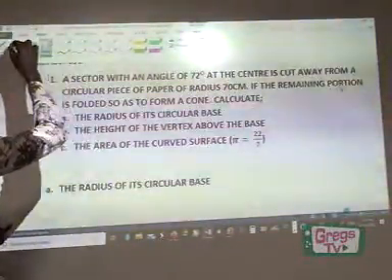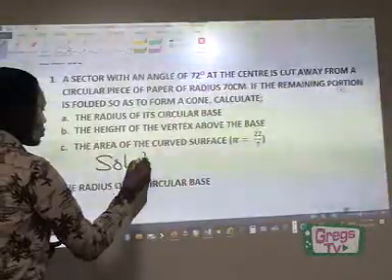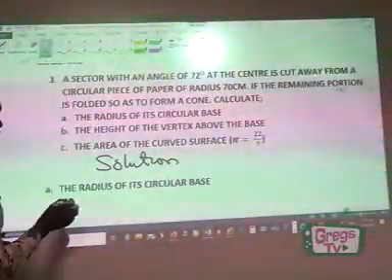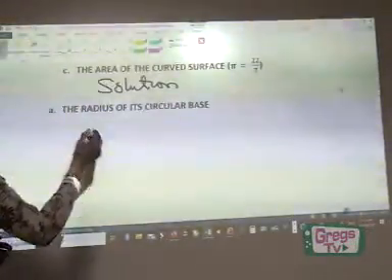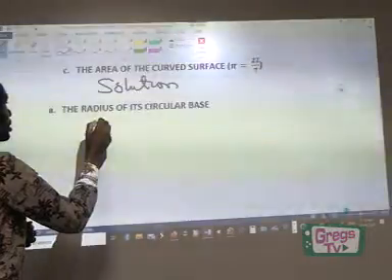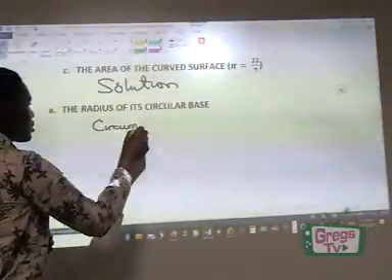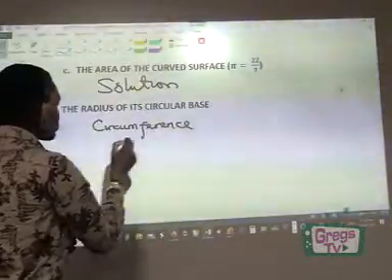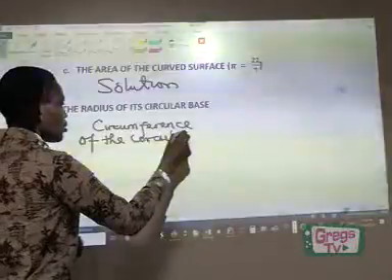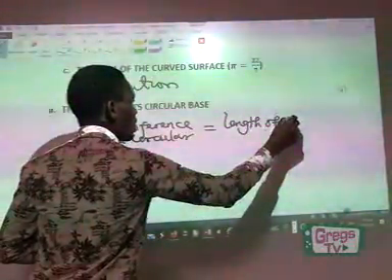Now, whenever you are solving questions like this, it is very important for you to understand some basic concepts. And one of them is this. If I want to get the radius of its circular base, there is a concept, and that concept is the circumference of the circular base is equal to the length of an arc.